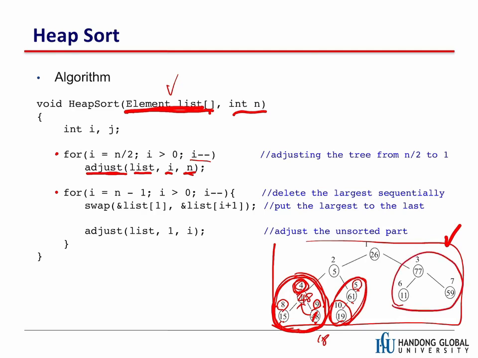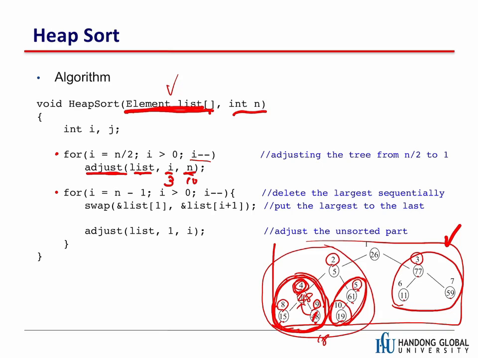And now we go back to this one. By calling the adjust function with list, 3, and 10, the root is 3, and 77 is larger than both of the children. Then we stop there, we break. That's it. Next, we call this adjust function passing the list and 2 and 10.